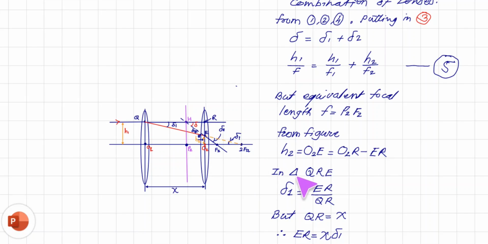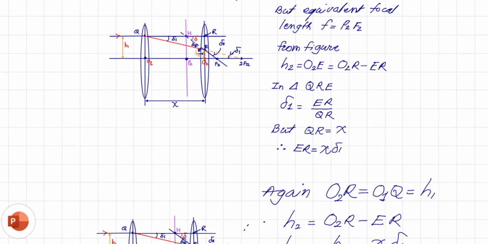Here it is. Now in triangle QRE, if you see the angle at Q, between this point R and this E, this is delta 1. Delta 1 is nothing but the ratio of this distance and this distance. So delta 1 is equal to ER upon QR. But we know that this distance QR is nothing but x. So putting QR equal to x, we get from this relation ER is equal to delta 1 into QR, so ER is equal to x delta 1.